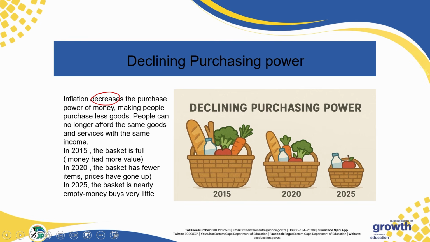If we look at the picture here, we can see that in 2015 the basket is full. It had more goods. We can see that because money still had value. And in 2020 the basket now has fewer items, as we can see, because prices have gone up. Also, we can see that in 2025, now the basket is nearly empty. This is due to what? This is due to money losing its value because of price increases.